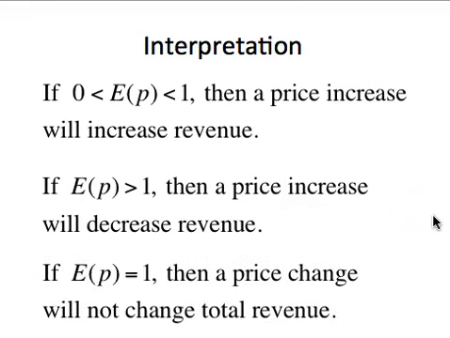If E of p is 1, if we get unit elasticity, which is very unlikely for real-world situations, then a small price change will decrease demand in an equal way so that overall revenues are unchanged. So that's in essence what we mean by unit elasticity. But again, for realistic problems, that's not typically going to happen.